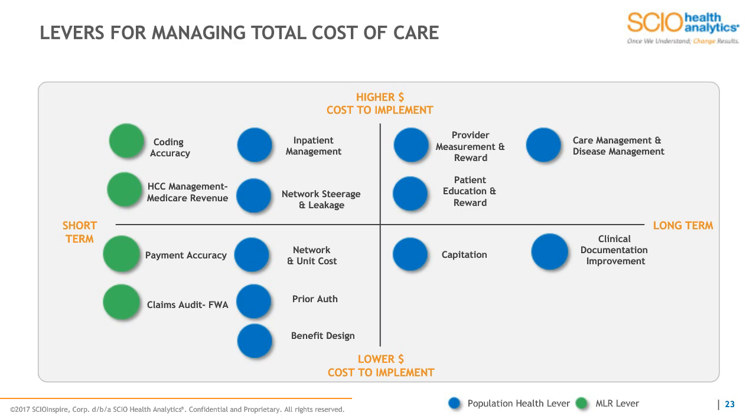And then provider management reward, patient education, capitation in certain subsets of the network, and care management, disease management. Most expensive, longest to get a payoff is care management and disease management. Clinical documentation improvement is concomitant with the coding and the accuracy of the data going in. So this is the array that you have.